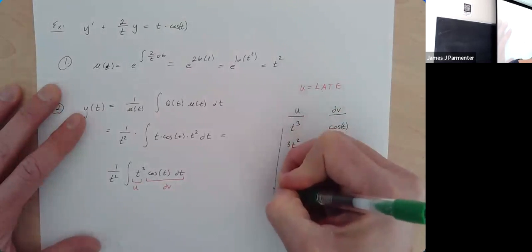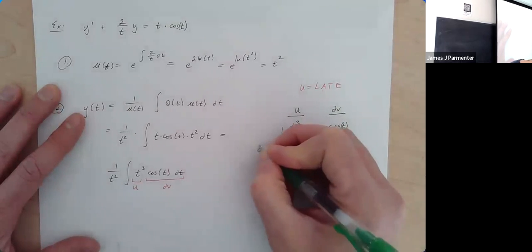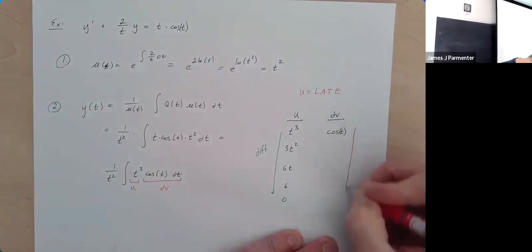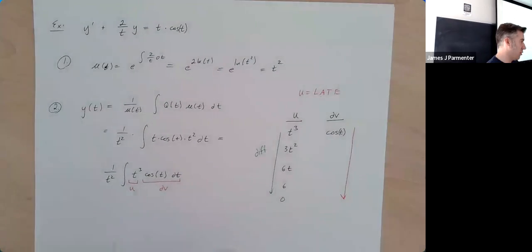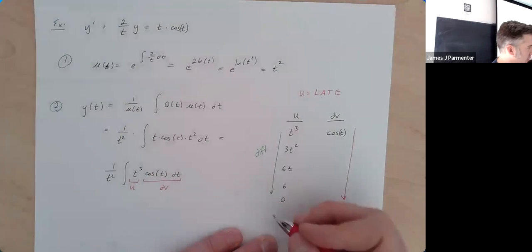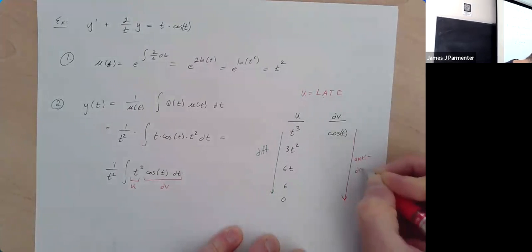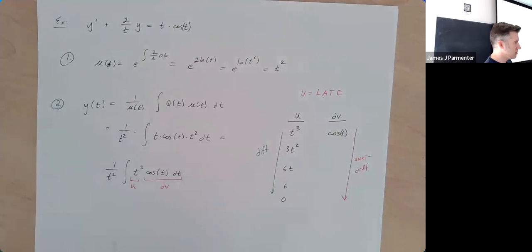So I want to make sure everyone's clear. This direction we are differentiating. And this side here, we are anti-differentiating. On this side, we're differentiating. On this side, we are anti-differentiating. Which can be a little dicey with cosine because you have to remember which way the signs go.